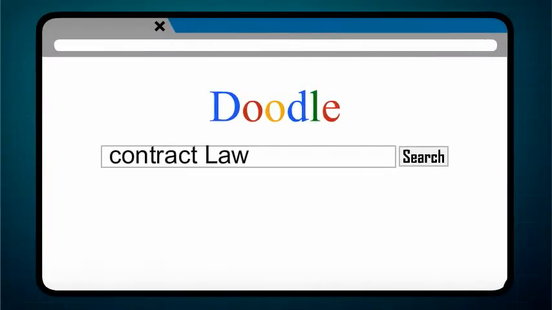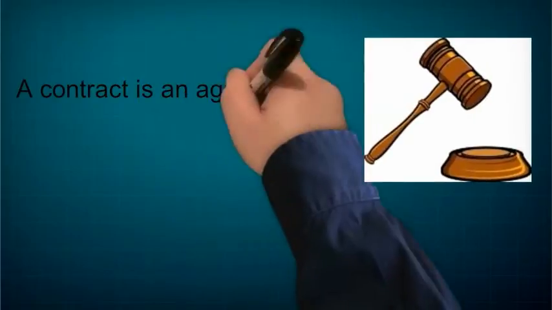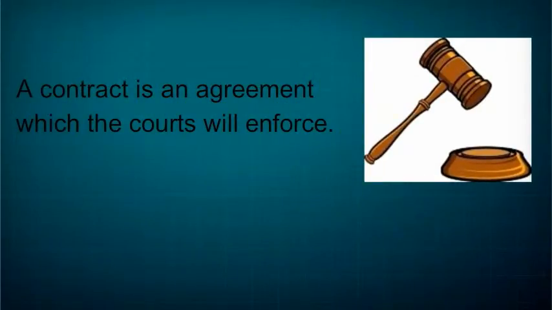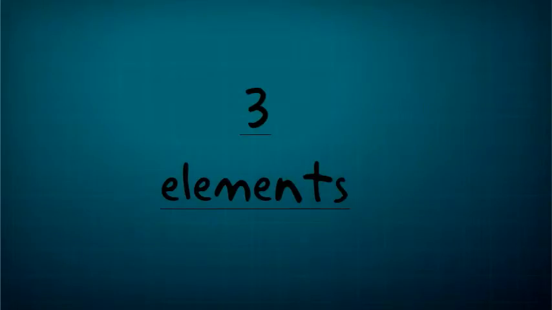Firstly, a contract is an agreement which the courts will enforce. A valid contract is an agreement made by two or more parties that create legal rights and obligations which the law will enforce. Three essential elements need to be present so that a binding or valid contract can be created.